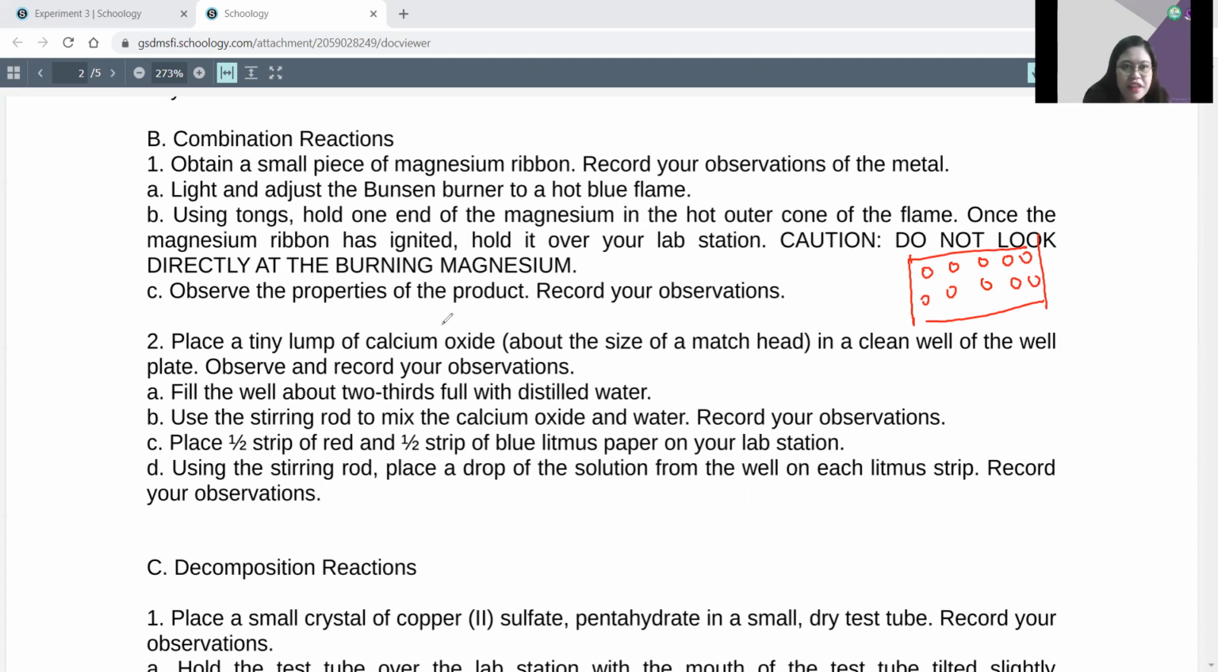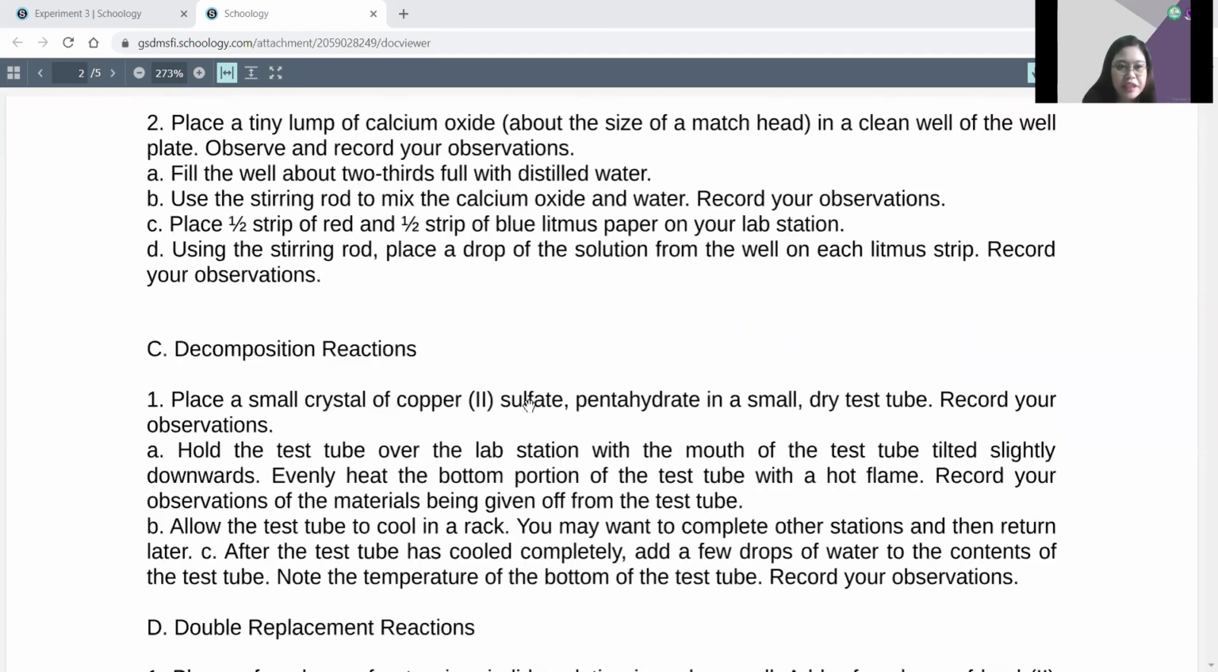So for this one, you have again the calcium oxide. And then you put it with distilled water in a well plate. And then we have to record the observation after filling it with the distilled water. And then supposedly we have to test the pH of the resulting substance, but we cannot do that now. Okay, that's number 2 for the combination reaction.